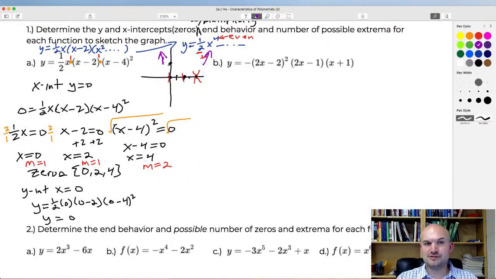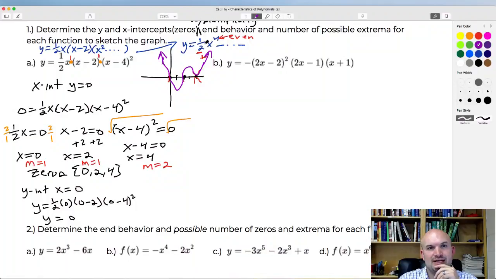So now all I need to do is connect my two end behaviors through my zeros. So it needs to go through. Oops. Let's try that again. It needs to go through, go through, go through, and bounce. Okay, so you can see the graph is roughly going to resemble a shape like that. And that's all I'm really looking for from my students: can they understand the end behavior, as well as do they understand the multiplicity and how the multiplicity impacts those x-intercepts.